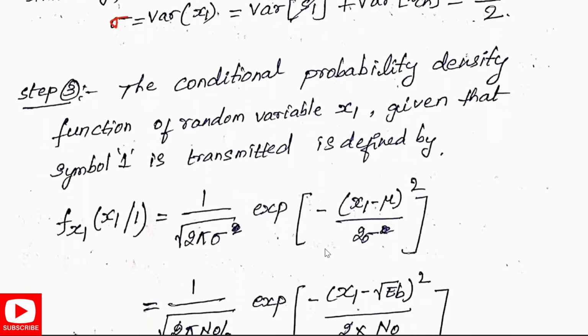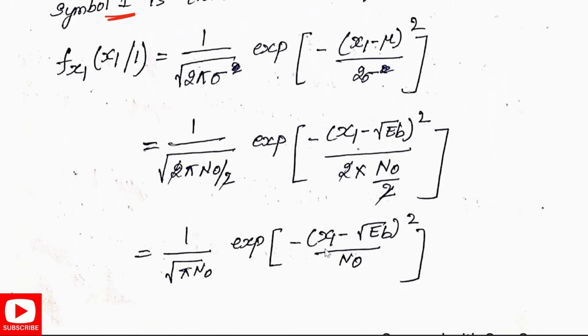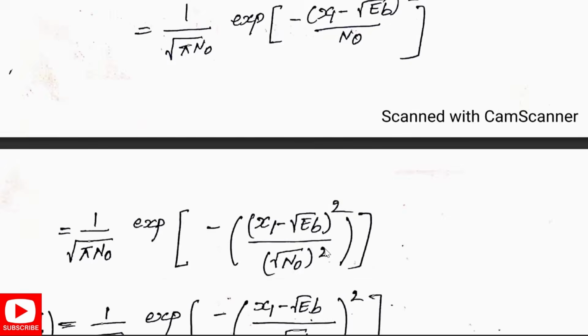Step 3 is the conditional probability density function of the random variable x1 given that symbol 1 is transmitted. Here we are doing this only for symbol 1. The probability density is represented as f of x1 given 1. It is 1 by square root of 2 pi sigma, times exponential of minus (x1 minus mu) squared divided by 2 sigma squared. Here the numerator is squared. Substitute the sigma value and the mu value, and after cancelling and simplifying the expression, you get this expression.